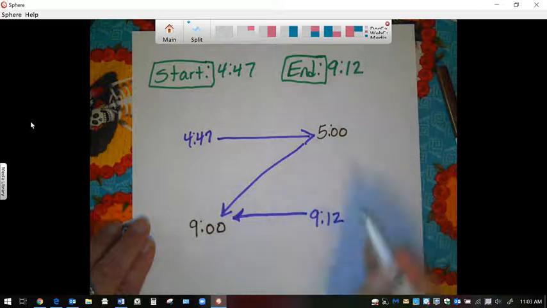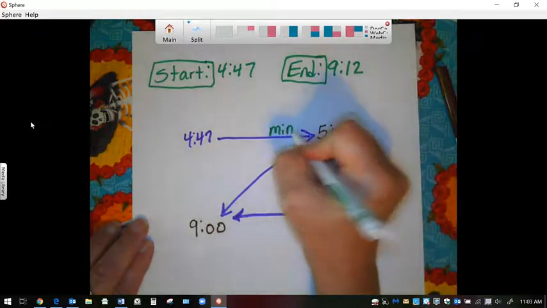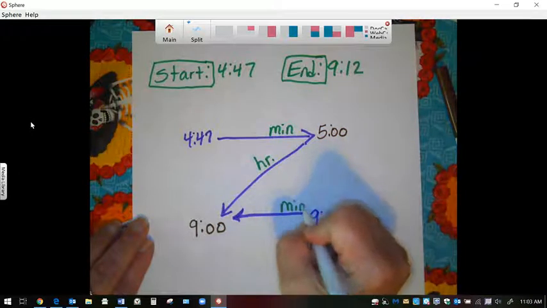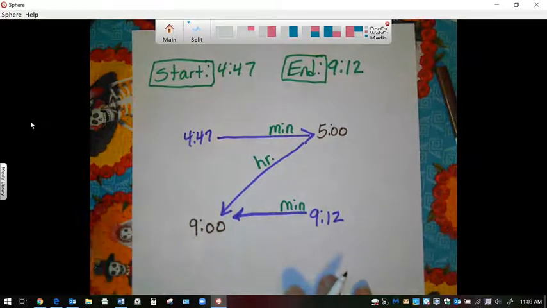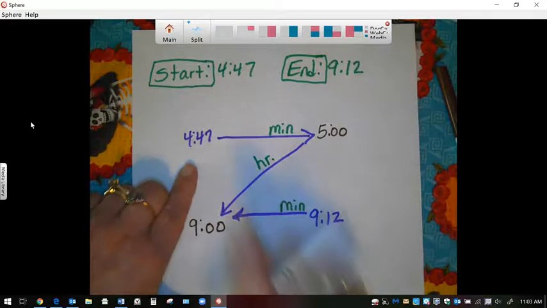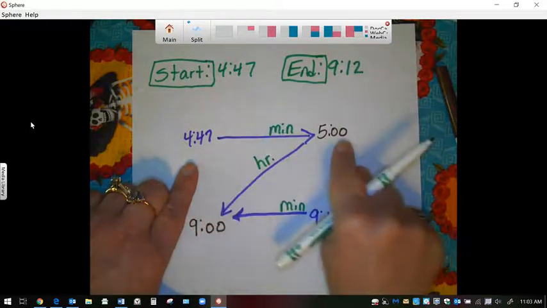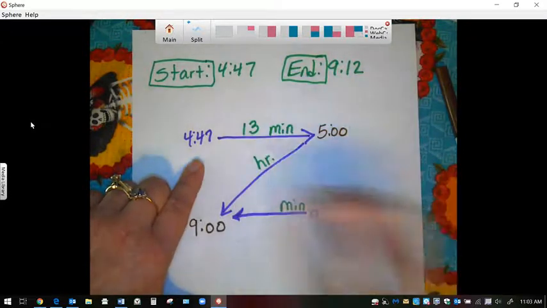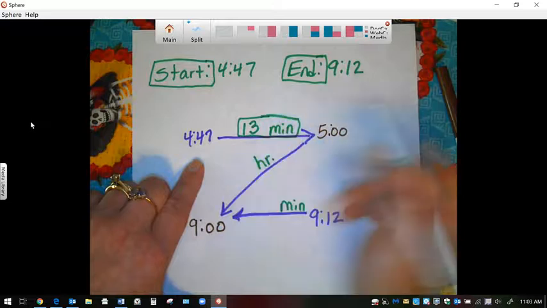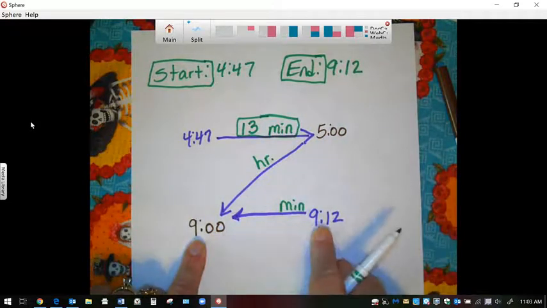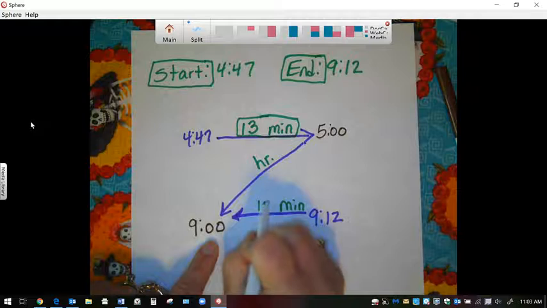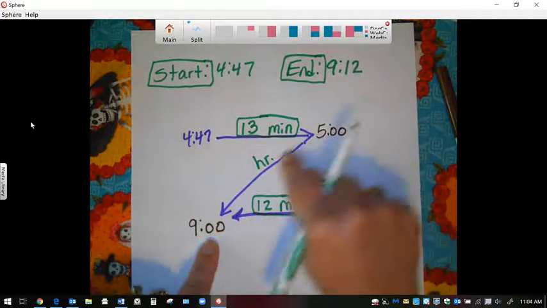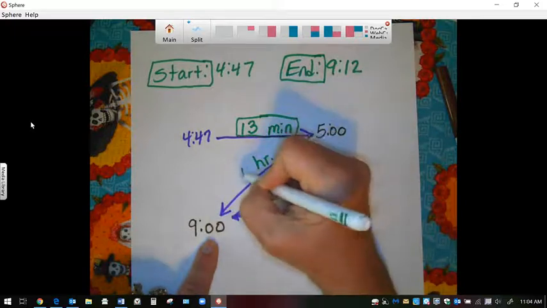Now we're going to label. Here, we're going to write minutes. Here, we're going to write hours. And here, we're going to write minutes. Like I said, this is just a whole different strategy that you can also use. From 4:47 to 5 o'clock, that takes 13 minutes. From 9 o'clock to 9:12, that is 12 minutes. From 5 o'clock to 9 o'clock, that totals 4 hours.